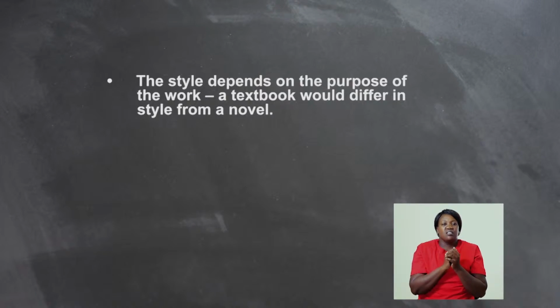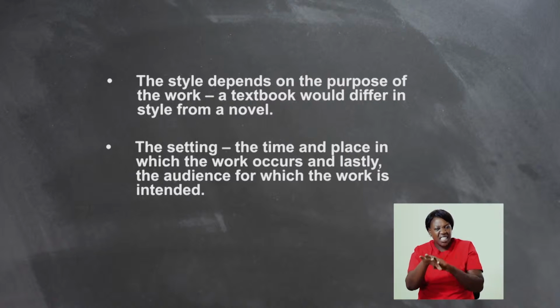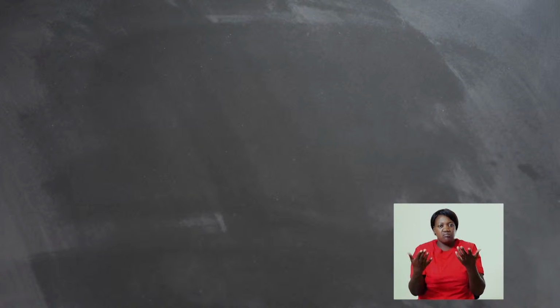The style depends on the purpose of the work. A textbook, for example, would differ in style from a novel. Yes. And the setting, the time and place in which the work occurs, and lastly, the audience for which the work is intended. Good. Now, let's take a look at the tone.